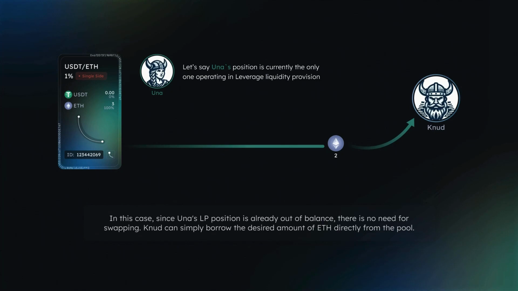Now let's see what would happen if Una's position was the only one operating in leverage liquidity provision. If you remember, her position consisted only of 5 ETH. Since Una's LP position is already out of balance, there is no need for any swapping. Trader can simply borrow the desired amount of ETH directly from the pool. This is the example of how Una can earn fees from liquidity providing even when her position is out of range and sitting idle.